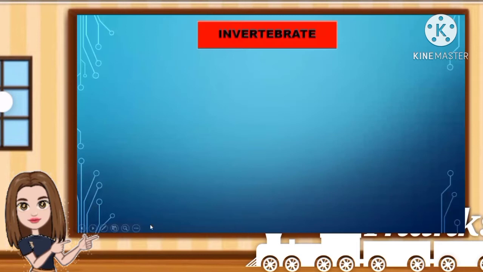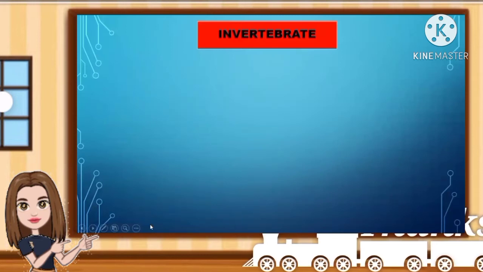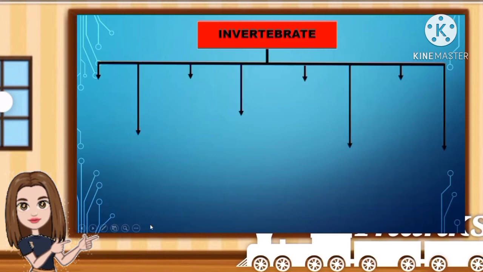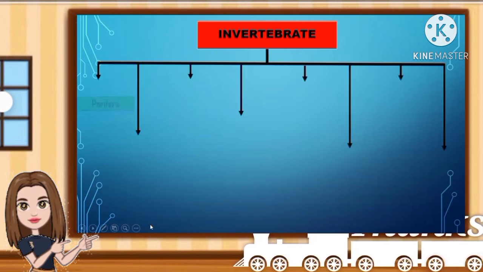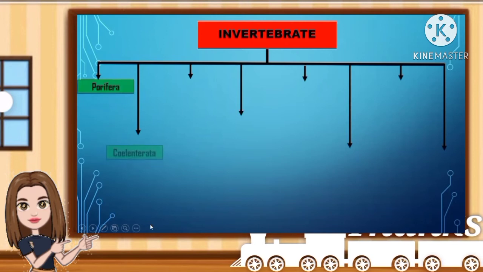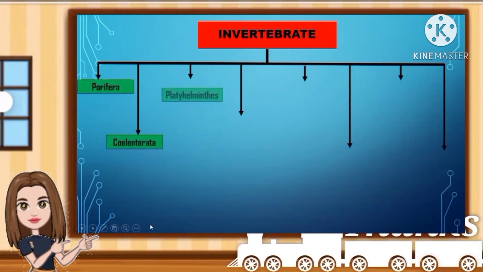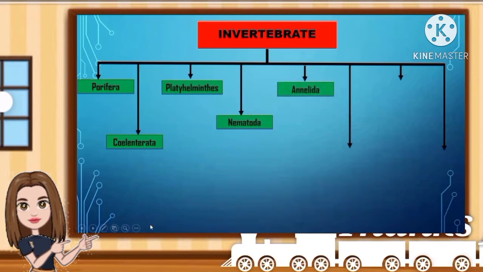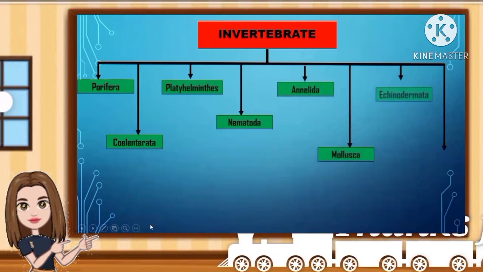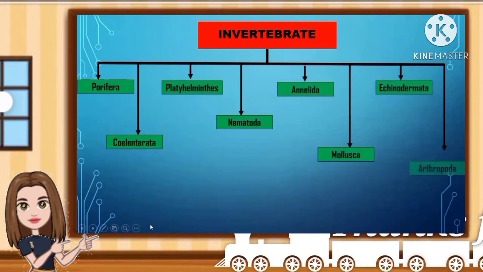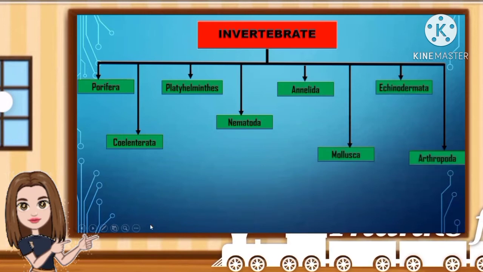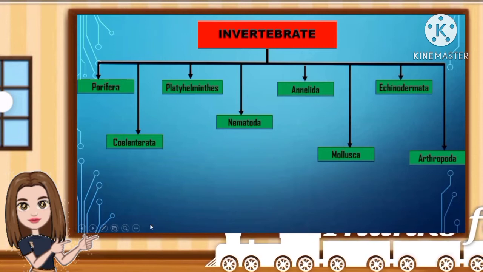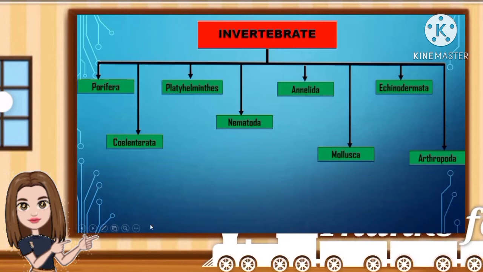The second big group are the invertebrate animals, animals that do not have backbones. Invertebrate animals are divided into 8 phyla. These are phylum Porifera, Coelenterata, Platyhelminthes, Nematoda, Annelida, Mollusca, Echinodermata, and the phylum Arthropoda. These invertebrate animals are grouped by their body structure, location, and feeding methods.